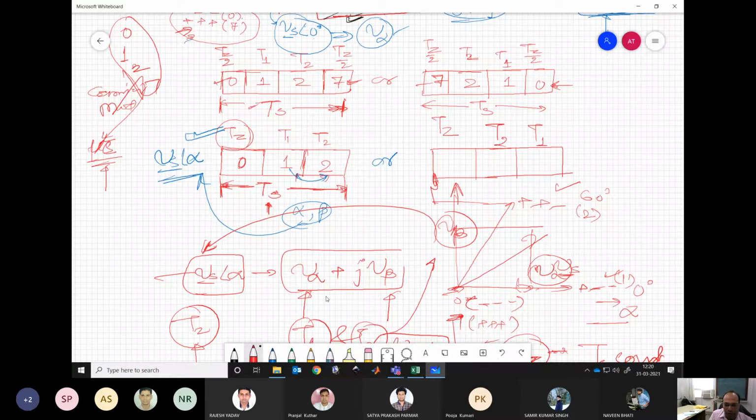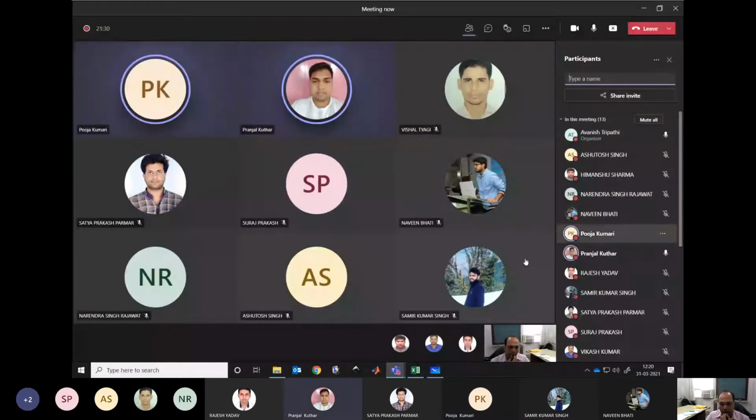Now, similarly, we can have another sequence. Let us say 7, 2, 1. We need not apply 0. This is also fine. We can realize any vector with these three only. Understanding my point? Everyone? Any confusion here? Why we are applying vectors 1 and 2, or why we are applying the 0 vector? Any confusion in this? Correct?